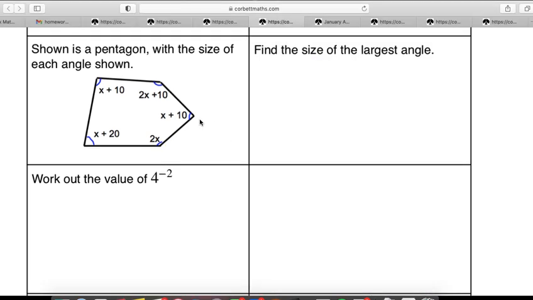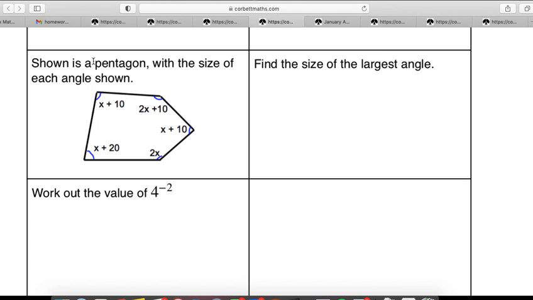Now going on to this question though, how does this work? Now this is a pentagon, 5 sides. Yeah, 540 is the total interior angle of the pentagon. So how would you work out what the largest angle is? Give me a numerical value.